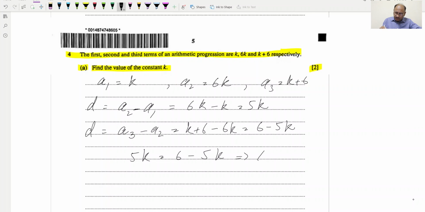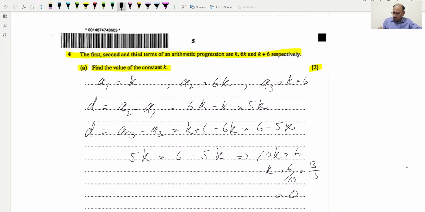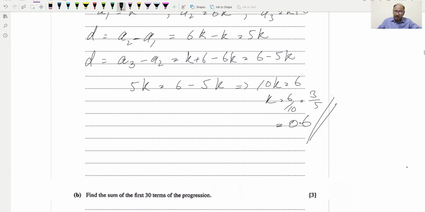This implies 10k is equal to 6, so k is equal to 6 by 10, which we can write as 3 by 5. So 3 by 5 will be the k value, which we can even provide as a decimal, and the decimal value will be 3 divided by 5, which is 0.6. So we can write the answer as 3 by 5 or 0.6.